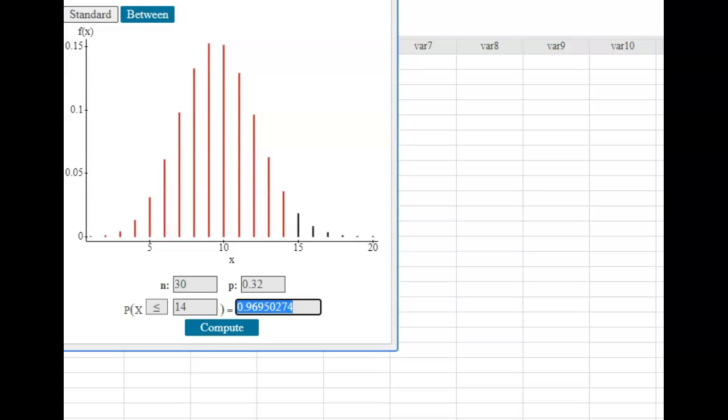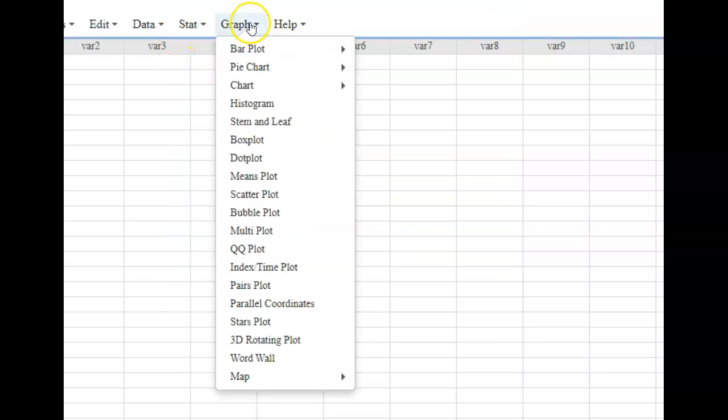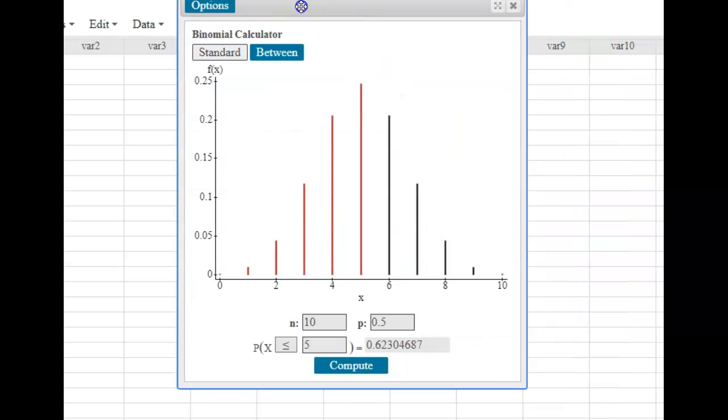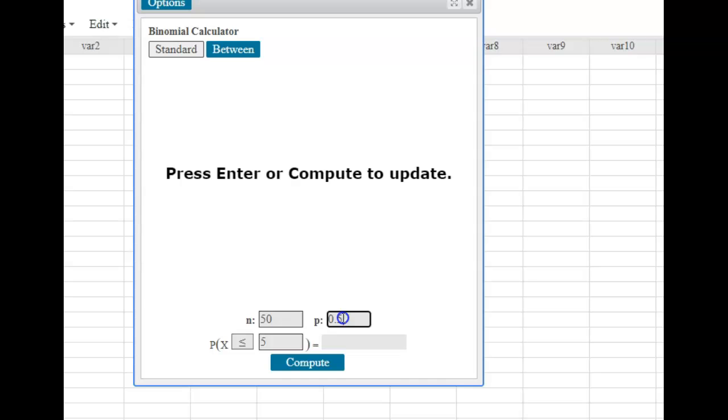Let me start again so you can see it. We're going to stat, calculators, binomial. It gives you this. You put in n, which is 50, and p, which is 0.6. And here is where you choose the x value. The first one was x equals 25.